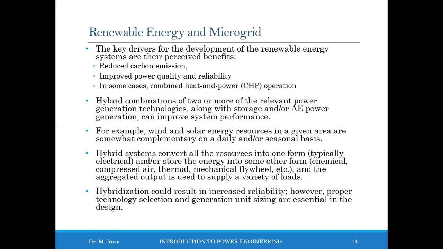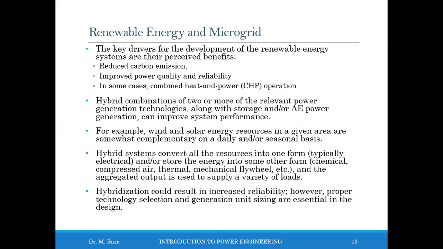Because of the intermittent nature of many renewable resources, for example wind, solar, ocean wave, hybrid combination of two or more of their relevant power generation technology along with storage and or alternative energy power generation can improve system performance. For example, wind and solar energy resources in a given area are somewhat complementary on a daily and or seasonal basis.